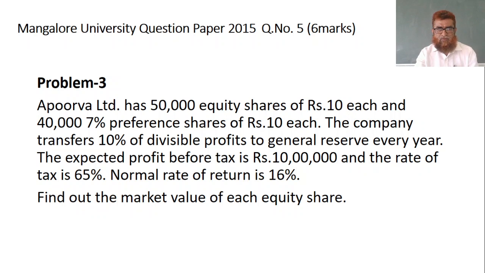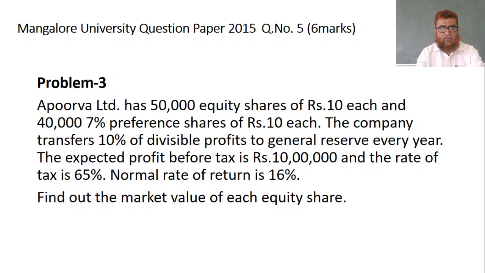Apurva Limited has 50,000 equity shares of rupees 10 each and 40,000 7% preference shares of rupees 10 each. The company transfers 10% of divisible profits to general reserve every year. The expected profit before tax is rupees 10 lakh and the rate of tax is 65%. Normal rate of return is 16%. Find out the market value of each equity share.